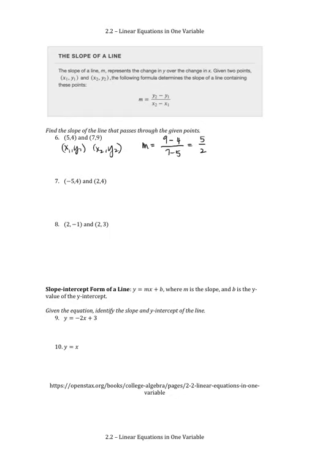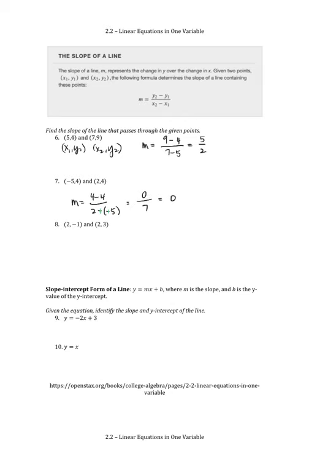Okay. For number 7, same thing. We would have 4 minus 4 over 2 minus a negative 5. So that would be 4 minus 4 is 0 over 2 minus a negative makes a plus. So 2 plus 5 is 7. 0 divided by 7 is 0. So if 0 is on top, it's okay, and you get a 0. Okay, so here the slope is 0.